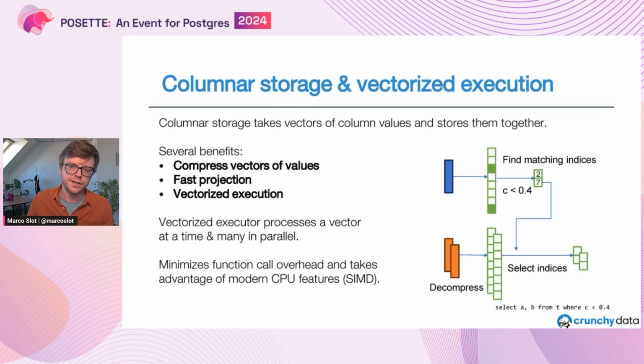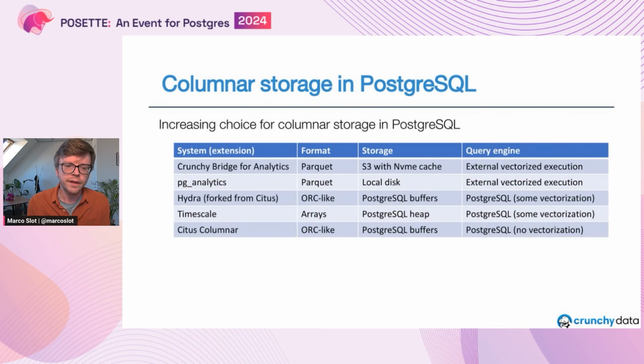Because if you process the data row by row, you usually have a lot of back and forth with a lot of function calls. And also, when you do those simple loops, compilers and CPUs can usually optimize that using special instructions to go much faster. And this can really be 10 or sometimes 100 times faster than Postgres doing the same query, even on the same hardware. And so there is an increasing amount of choice in terms of columnar storage for Postgres.